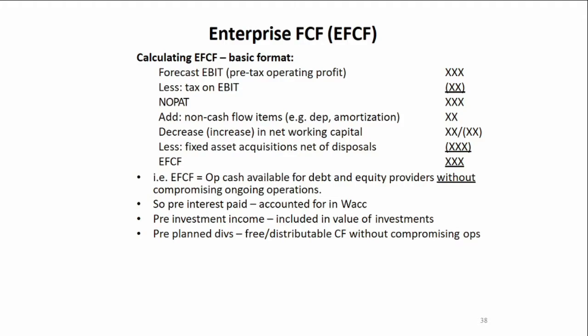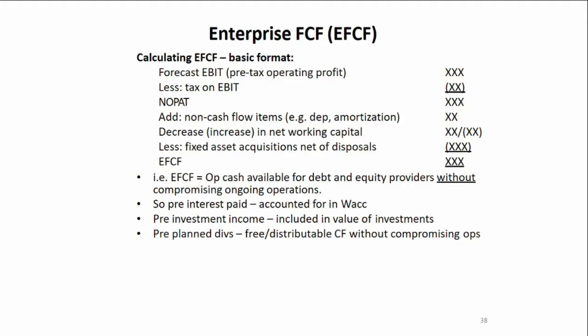Tax is actually a cash outflow for the company. So we need to calculate what is the tax on our earnings before interest and tax, and we need to subtract this when calculating our enterprise free cash flow valuation. This will give us our net operating profit after tax. Included in the net operating profit after tax are certain accounting adjustments like depreciation and amortization.